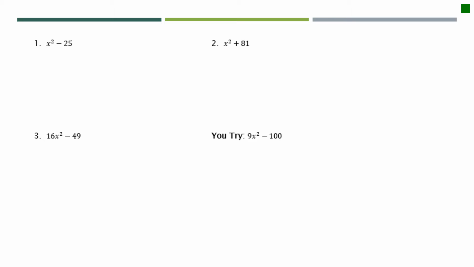So we're going to go through three examples here. Remember that all we have to do is set up our two sets of parentheses, one plus, one minus. It doesn't matter which one goes first. And then you take the square root of the original problem to figure out what goes where. So the square root of x squared is x, so that goes first in each set of parentheses. And the square root of 25 is 5, so that goes second in each set of parentheses. The next one is a square plus a square. So this one is automatically prime without us having to do anything because it is not a difference of squares, it's a sum of squares.